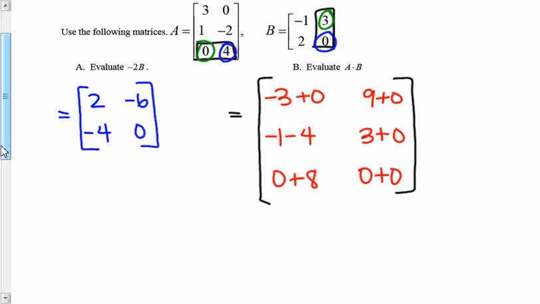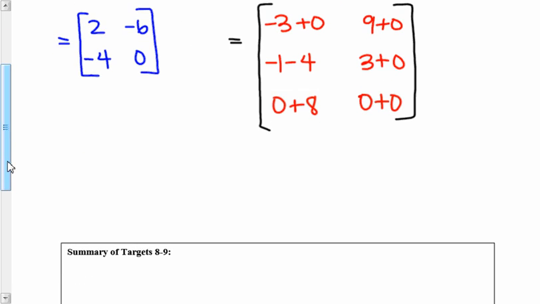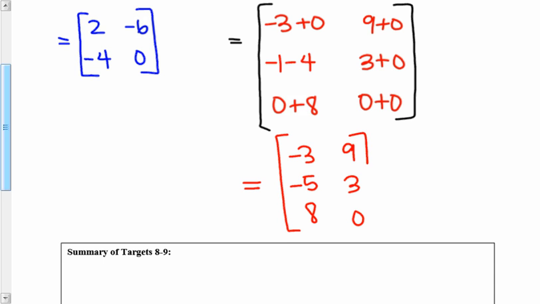All right, let's see what this result is going to be. Let's actually do this math. -3 plus 0 is -3. -1 minus 4 is -5. 0 plus 8 is 8. 9 plus 0 is 9. 3 plus 0 is 3. And 0 plus 0 is 0. And that is my answer.